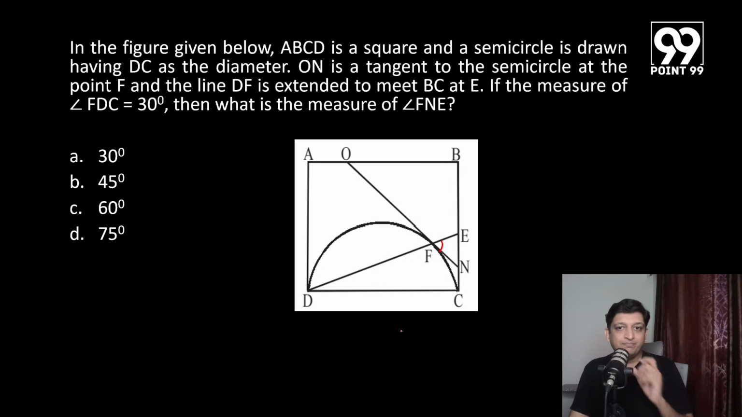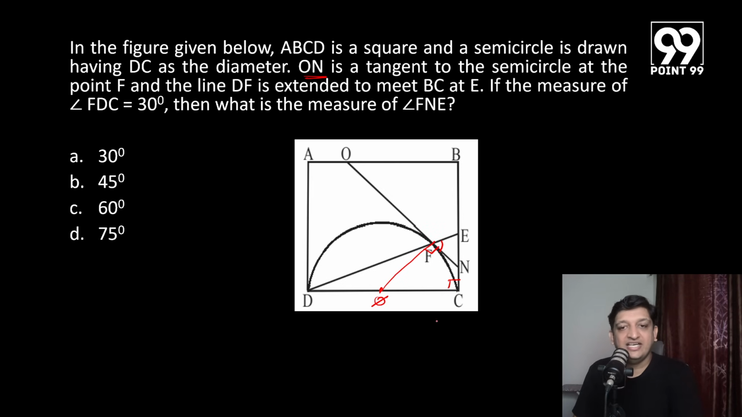Now there is a very simple construction that you will have to do. Let's say this is the center of this particular semicircle. So I will just join O and F. Now OF is perpendicular to ON because we know that ON is a tangent. So this will be 90 degrees.